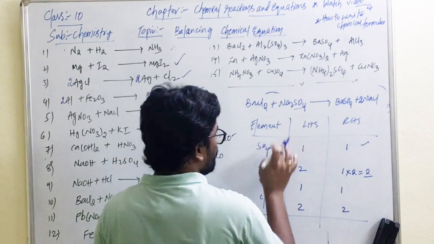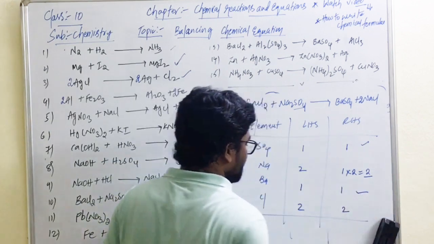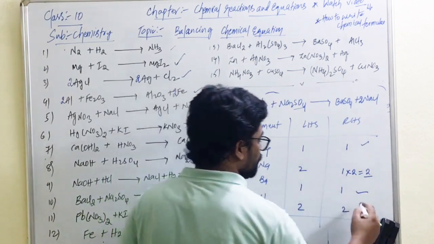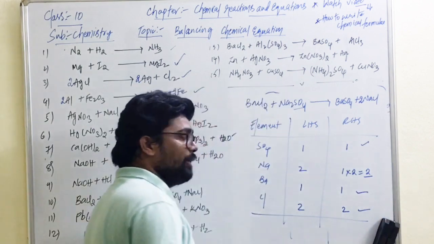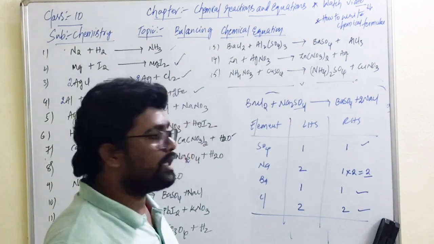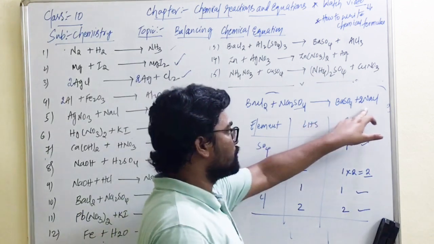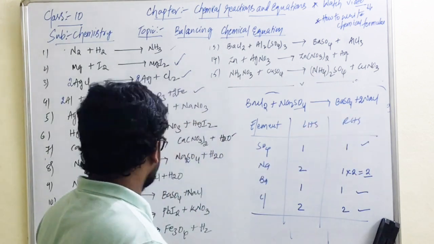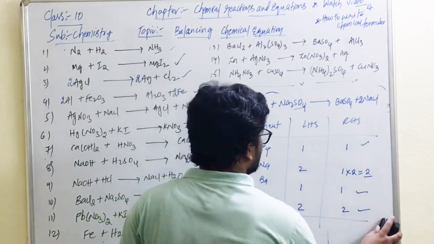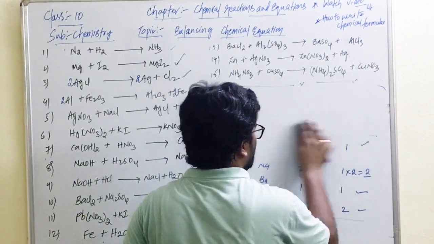Okay. Now let us look into barium: 1 on the left hand side, 1 on the right hand side. Now chlorine: 2 on the left hand side, 2 on the right hand side. So the balanced equation is BaCl2 plus Na2SO4 gives rise to BaSO4 plus 2NaCl. Is it clear, students? Hope it is very easy. Right. Let us look into the next one.